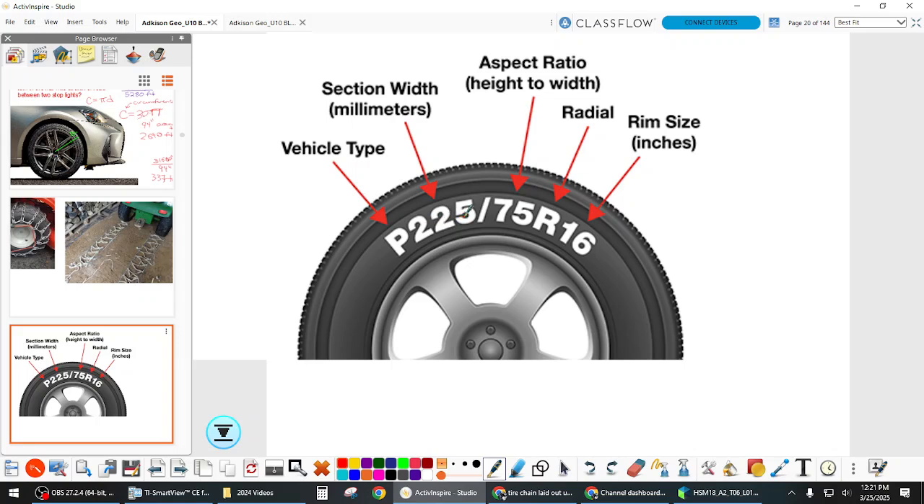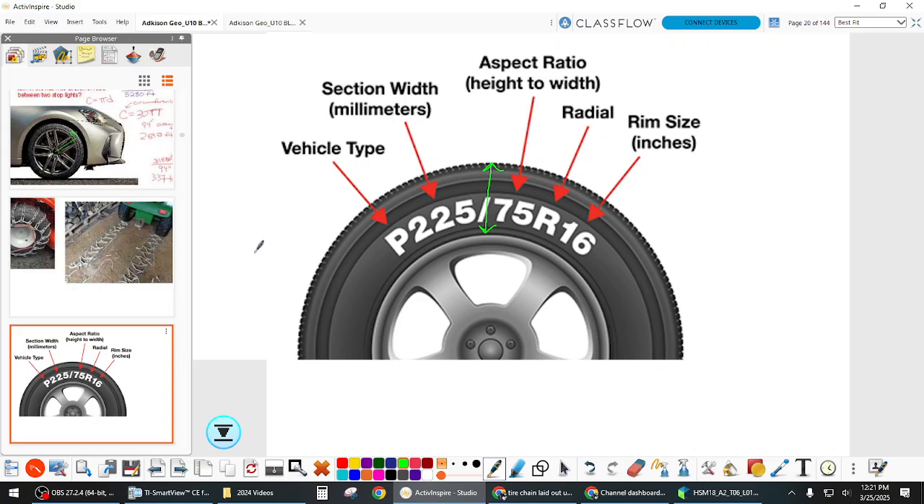225 is how wide it is this way, like the surface of the tire that touches the road, in millimeters. That's called the section width. So how wide is your tire? It's in millimeters, which is kind of weird, but that's what they measure it in. And then the 75 is called the aspect ratio. It tells you what percentage of that width the height is.